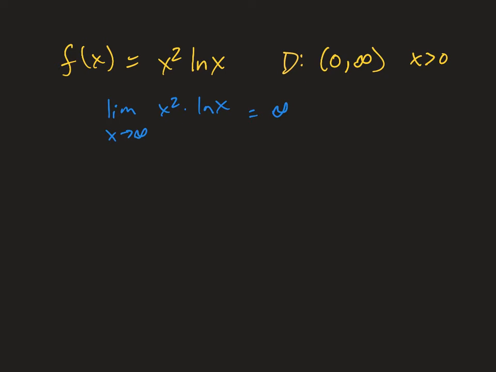Now, we're not going to check the end behavior at negative infinity because the function is not defined at negative infinity. It's not defined for anything 0 or below. But what we do need to see is what's happening as we approach 0. So we need to find the limit as x approaches 0 of this thing.